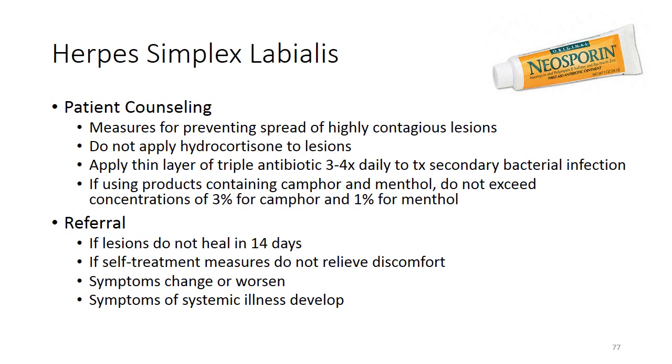Patients should be counseled on measures for preventing the spread of highly contagious lesions, such as washing their hands frequently. They should not apply hydrocortisone to herpes lesions. If a secondary bacterial infection develops, a thin layer of triple antibiotic ointment may be applied to the lesion 3 to 4 times daily. If the patient is using a product that contains camphor or menthol, the concentration should not exceed 3% for camphor or 1% for menthol.